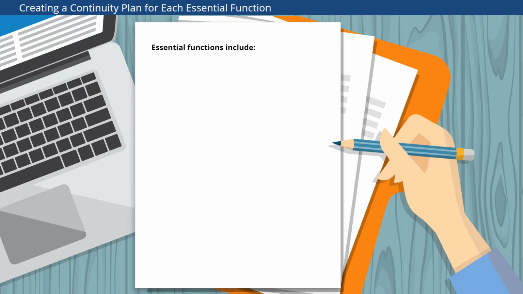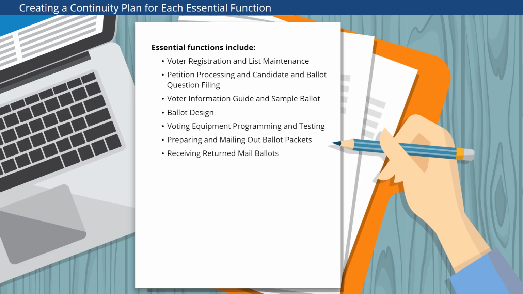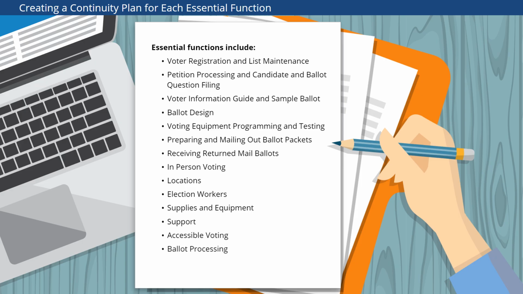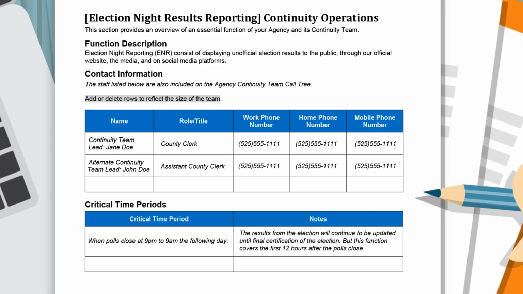Now it's time to create specific recovery and continuity plans for each of the essential functions your office performs. These plans should detail how operations will continue during an incident and the steps to recover after an incident. Let's use a real-world scenario to demonstrate how to do this. Imagine you need to create a continuity of operations plan for election night reporting functions using the EAC COOP template.